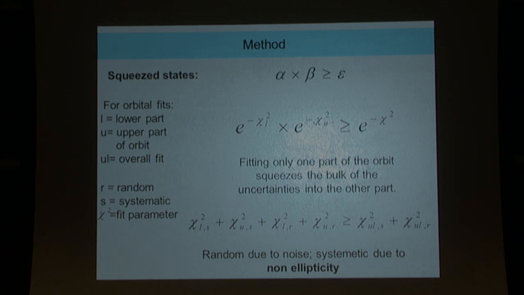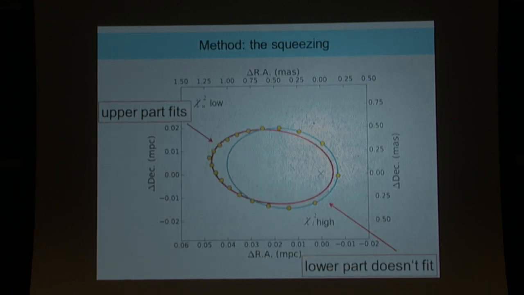You will see now in this graph. This explains what we mean. So here we have the dashed line, which is a Rosetta-shaped orbit, and the two colored lines, the red one and the blue one, are fits to the upper part and the lower part of the orbit. If you fit the upper part nicely, the lower part is messed up and vice versa. So you basically squeeze the uncertainties of the orbital fitting to one side by fitting the other much better.